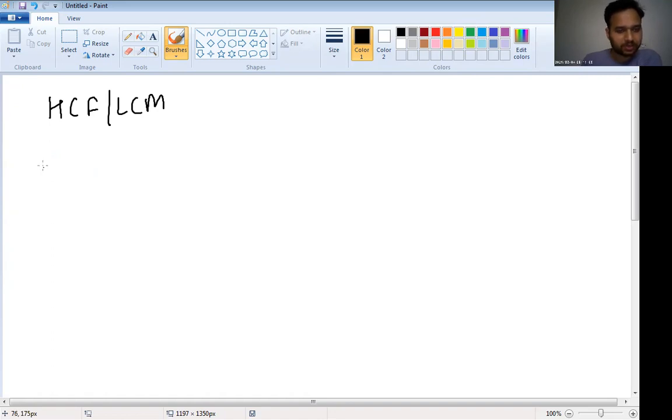So suppose there are two numbers, 60 and 72, right? And we have to calculate the HCF and LCM of these two numbers. So what was the first step that comes to your mind while seeing these two numbers, and if you have to calculate the HCF or the LCM? If you don't remember, let me remind you, we used to prime factorize these numbers, right?